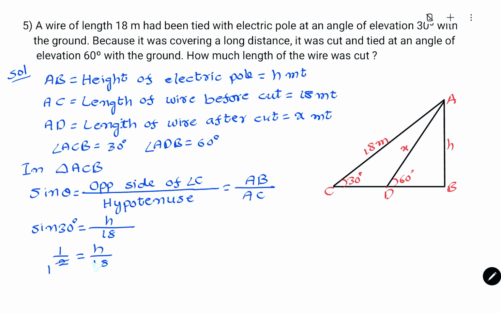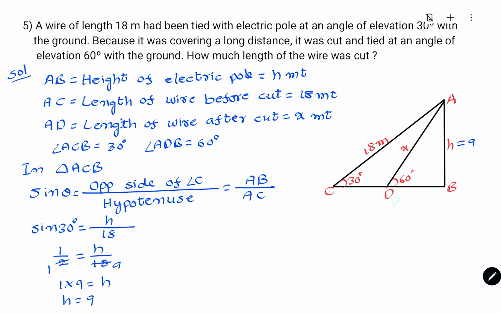Now cancel: 2 into 9 is 18. Now do cross multiplication. Then 1 into 9, H into 1, H. We can write H is equal to 9. This is the height of the pole. Here H is equal to 9 meters. Now we can find the X value by using the sine ratio.